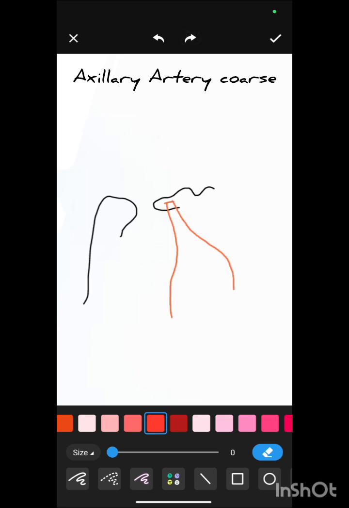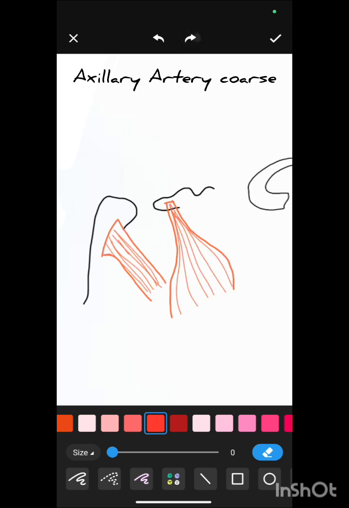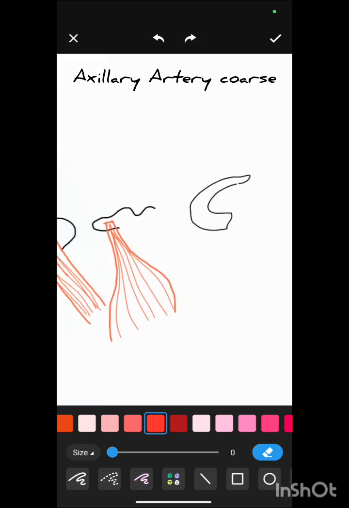Let's draw it first. It is a continuation of the subclavian artery, as you all know. This is the humerus, this is the scapula, upper part, and let's draw the muscles. This is pectoralis minor, and this is teres major. These are two of the muscles. And coming to here, you have the first rib.